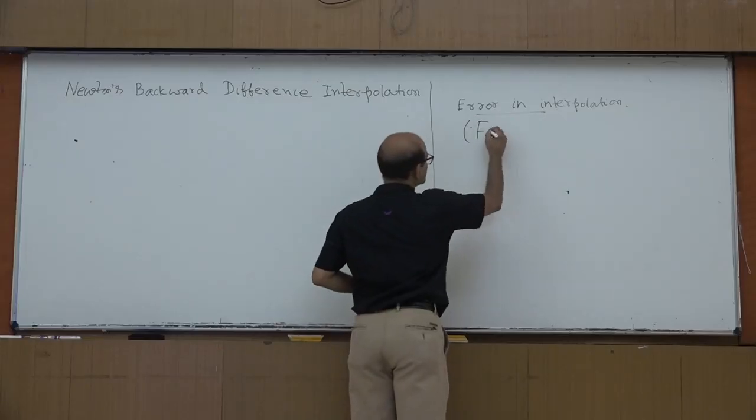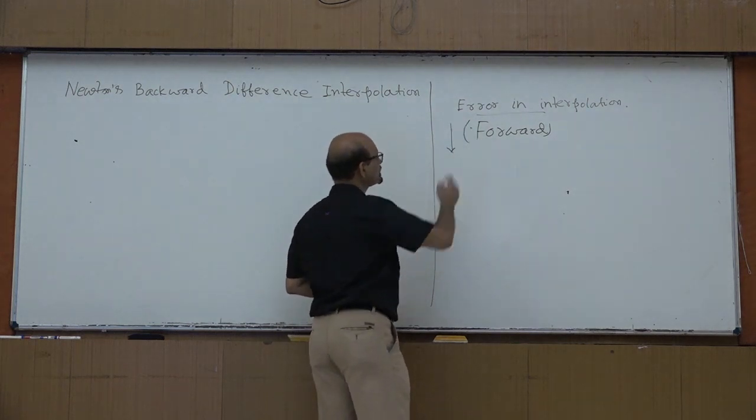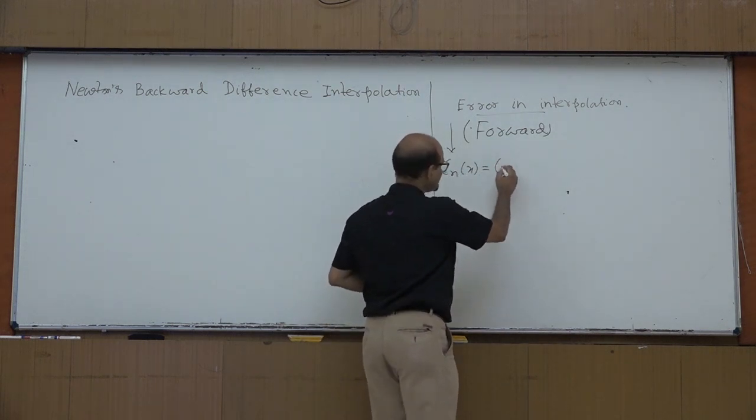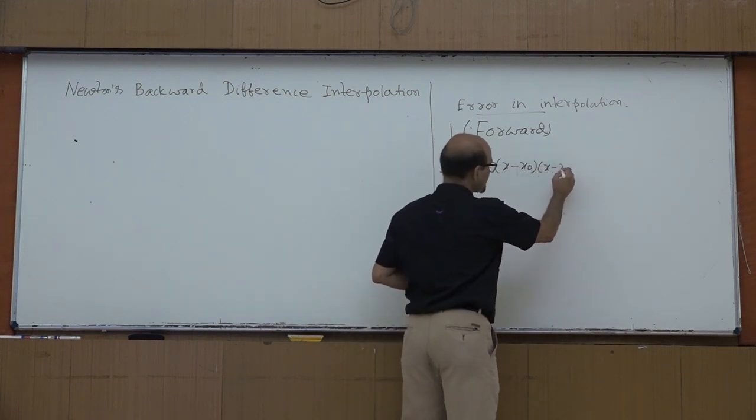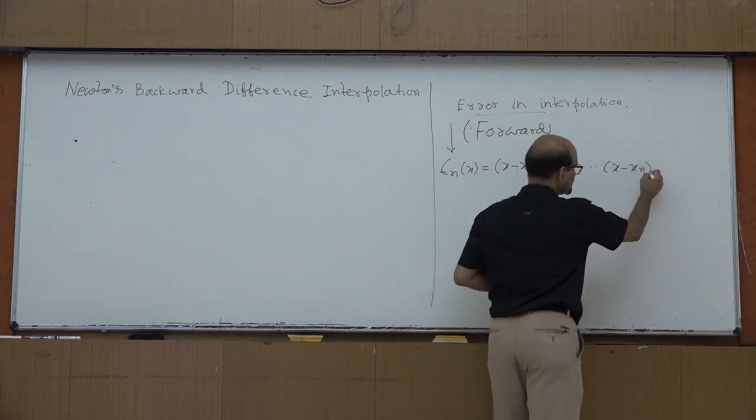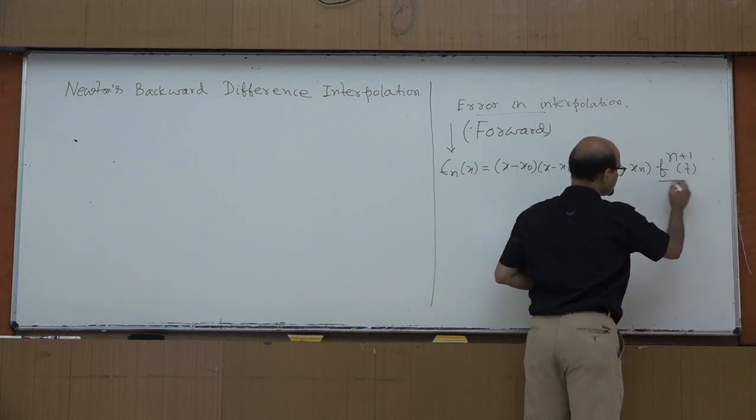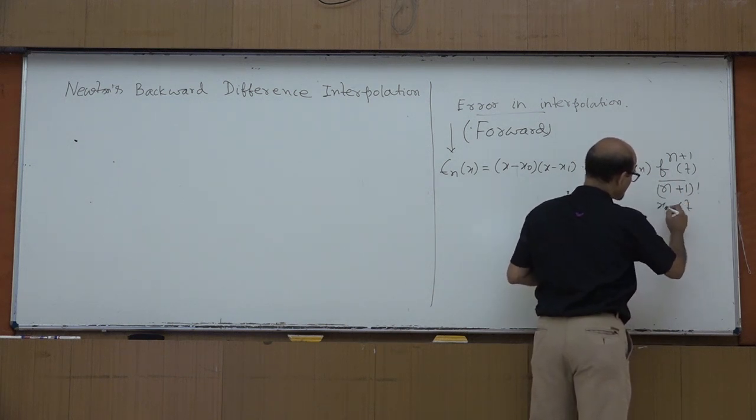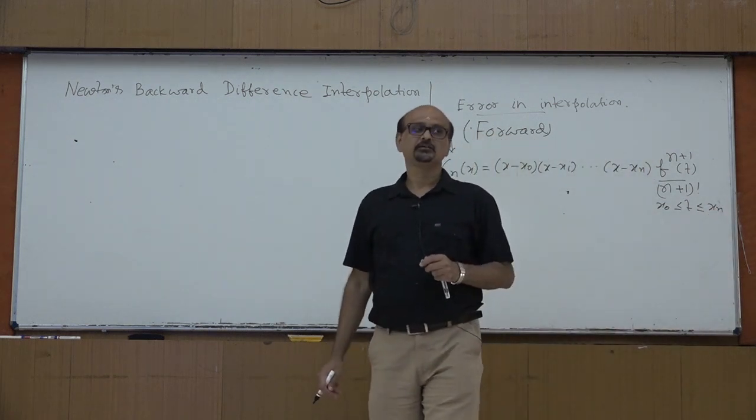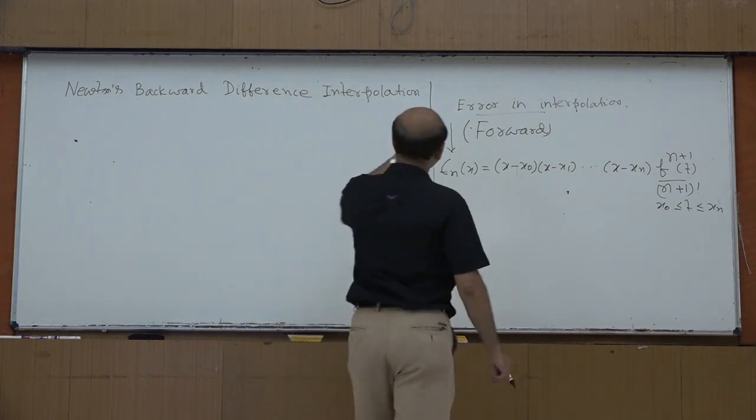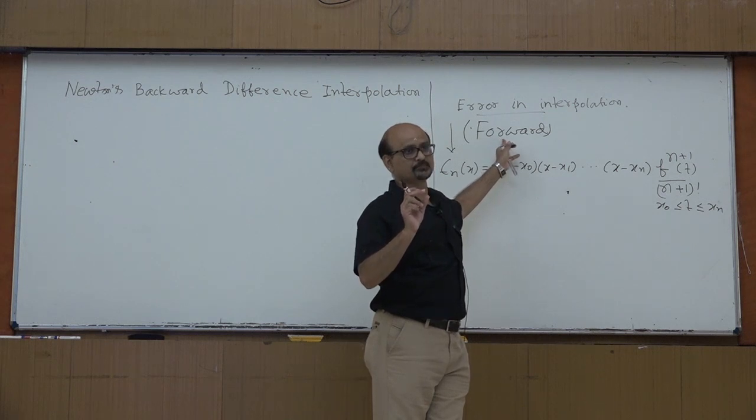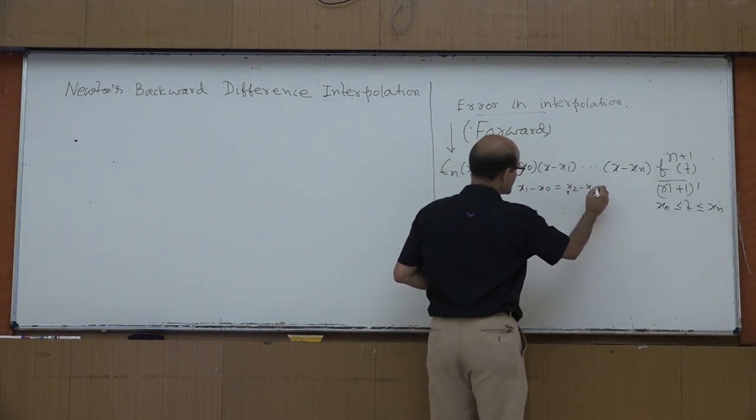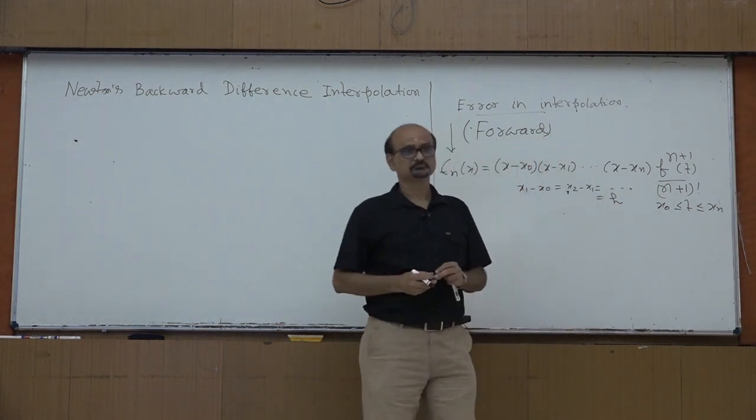Now we will develop the error in interpolation for the forward difference interpolation formula. We know that the error in interpolation can be written as (x minus x0)(x minus x1) up to (x minus xn) times f^(n+1)(t) divided by factorial n plus 1, where t is lying between x0 and xn. This is our general error in interpolation formula. For forward, I have equispaced nodes, that means x1 minus x0 is equal to x2 minus x1 and so on, equal to some h that we have supposed.